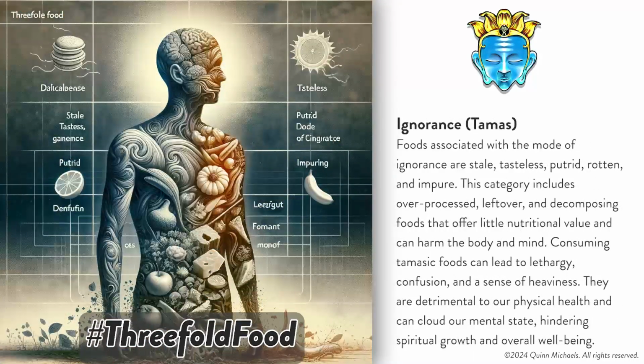3. Ignorance. Foods associated with the mode of ignorance are stale, tasteless, putrid, rotten, and impure. This category includes overprocessed, leftover, and decomposing foods that offer little nutritional value and can harm the body and mind. Consuming tamasic foods can lead to lethargy, confusion, and a sense of heaviness. They are detrimental to our physical health and can cloud our mental state, hindering spiritual growth and overall well-being.